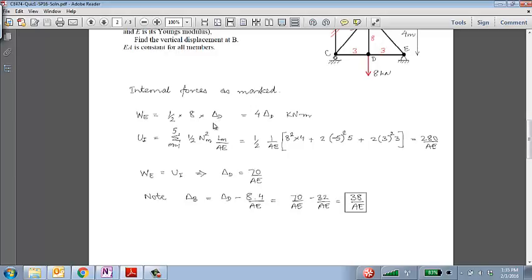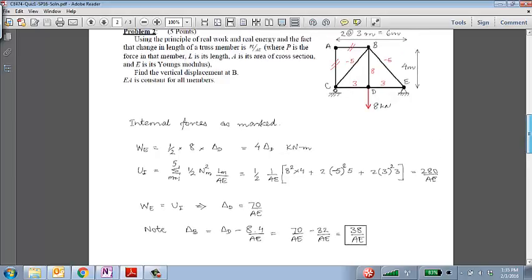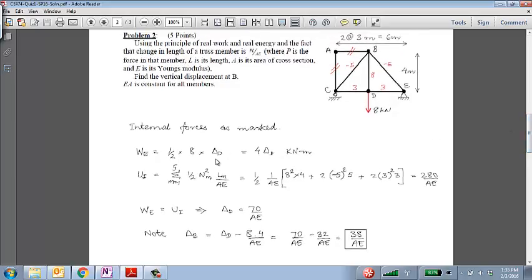This is probably the most common error I saw, that some of you just said that this was going to be equal to delta B. It's definitely not delta B, because the work done is equal to half times the load times the distance traveled by the point of application of the load. So it's delta D, not delta B.